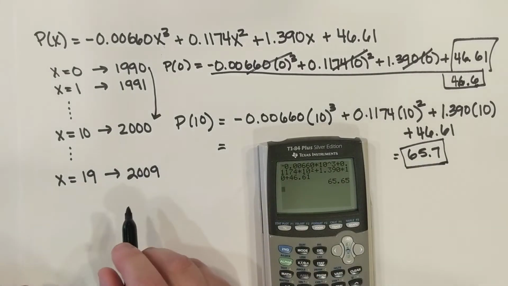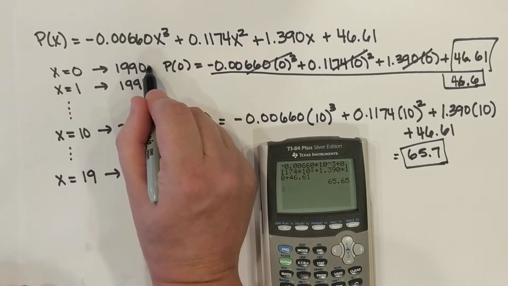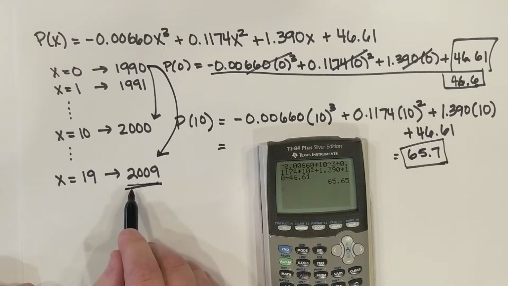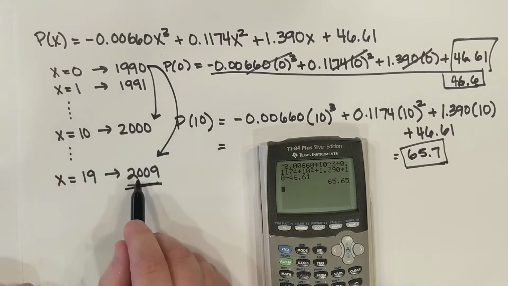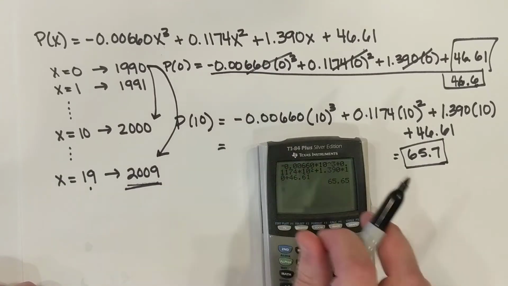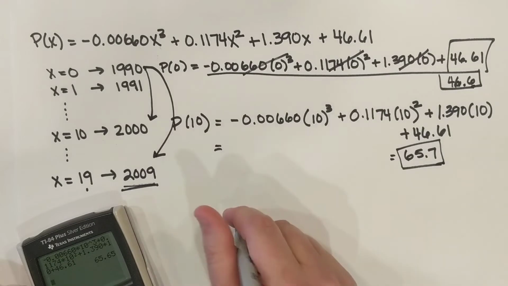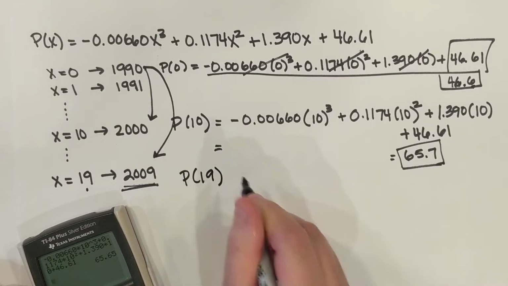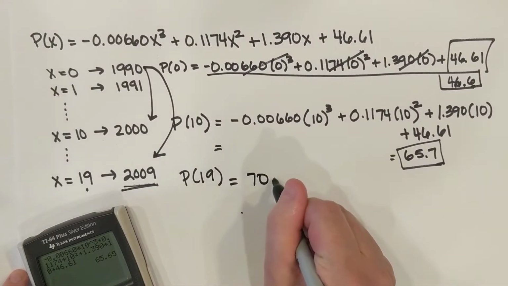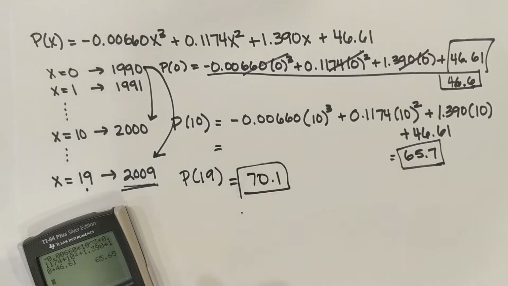All right, so to get to 2009, again, you start at the original 1990, and you go down and figure out how many years it is from 1990 to 2009. That would be 19. So you do the same thing here, just plug in 19. So you're really just finding P of 19, and type that in your calculator, do the same thing. And on this one, I got 70.1 for the answer. Okay, I'm not going to go through that one, but it's the same as plugging 10 in and then 0.